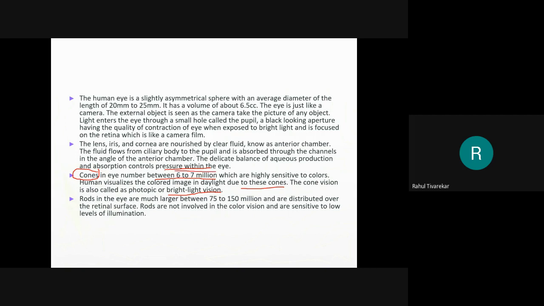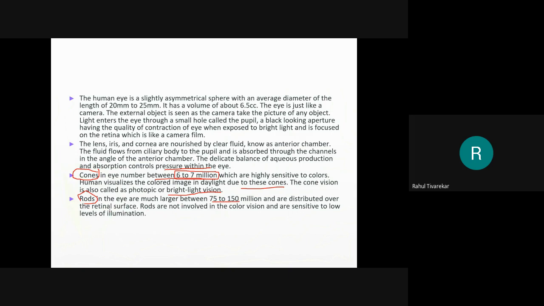And this is the amount of cones available inside the eye. You can imagine 6 to 7 million cones. It is a huge quantity, so that we can identify each individual color. Similarly, we have rods, which are in the number of 75 to 150 million. You can imagine these are in a much larger amount than the cones, and are distributed over the retinal surface.